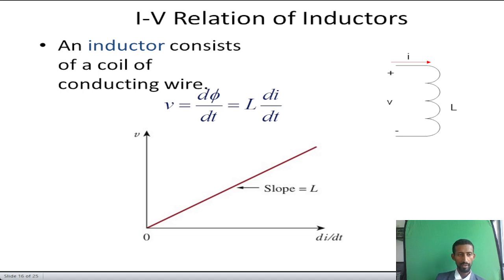An inductor consists of a coil of conducting wire. So the voltage is related by Faraday's law. The induced voltage in the inductor is directly proportional to the change in flux per time, or the change in magnetic field, which is equal to L times di by dt, because the induced flux, or the magnetic field, is created by the current flow. So it is directly proportional like this.